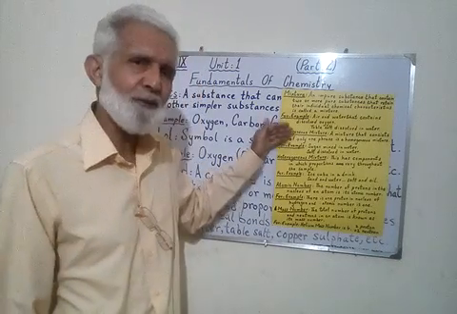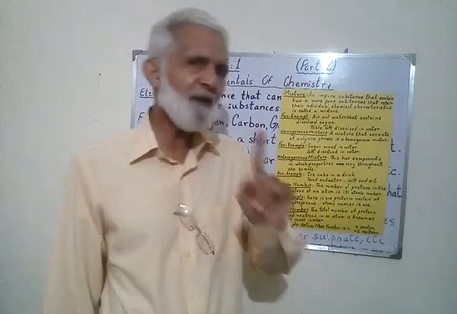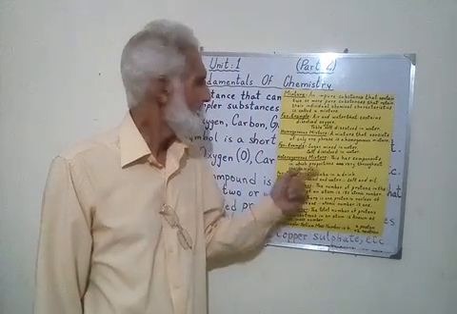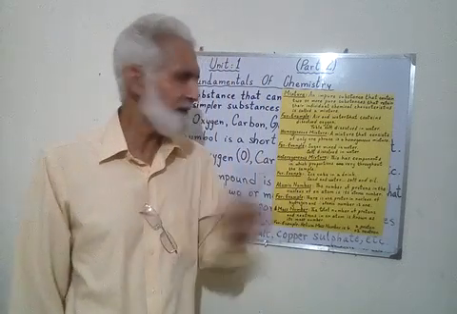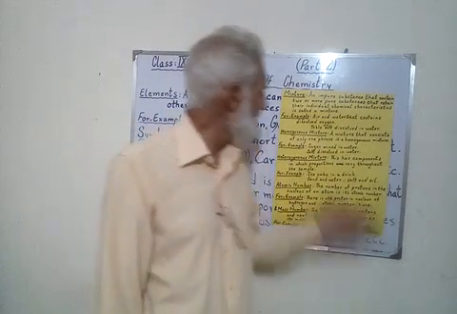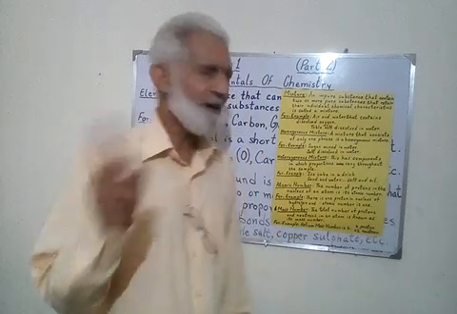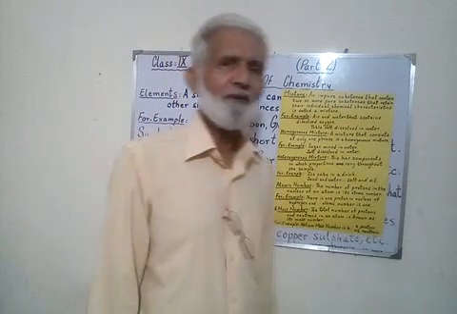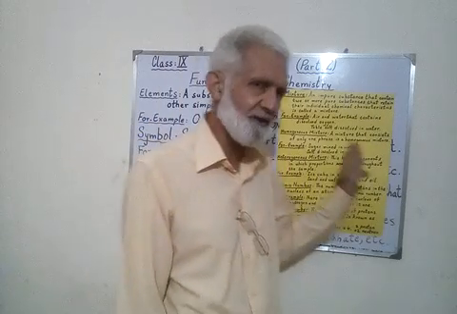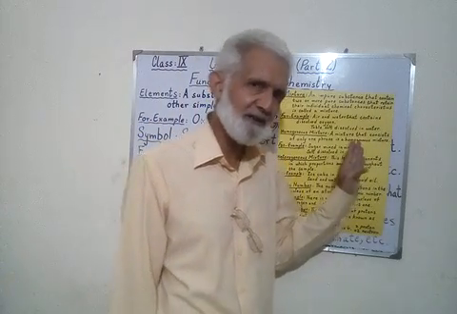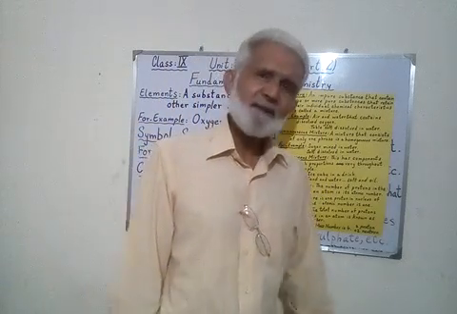Mixtures are basically of 2 types, homogeneous mixture and heterogeneous mixture. When only one phase is there, then it is homogeneous. Like it says, a mixture that consists of only one phase is a homogeneous mixture. Like sugar mixed in water, one phase is there. Sugar and water, one phase. Salt dissolved in water, that I have explained over there. So homogeneous mixture is that mixture in which only one phase is contained.